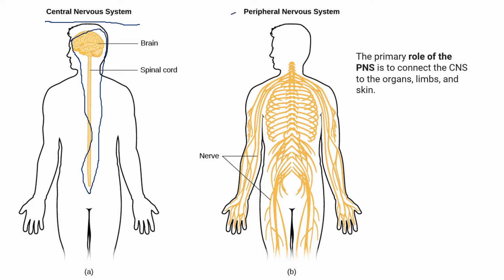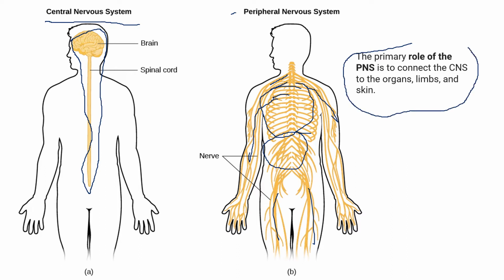Again, PNS, peripheral nervous system, is just all the nerves, and as you see, all the nerves radiating from the spinal cord all throughout the body: arms, thoracic cavity, abdominal cavity, throughout the legs. These are just nerves emanating from the spinal cord throughout the whole body. And again, the primary role of the PNS is to connect the CNS to organs, limbs, and the skin.